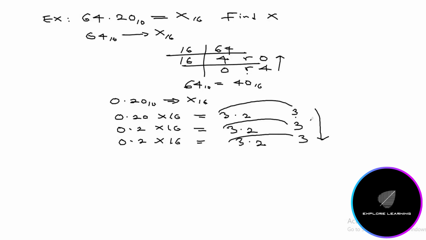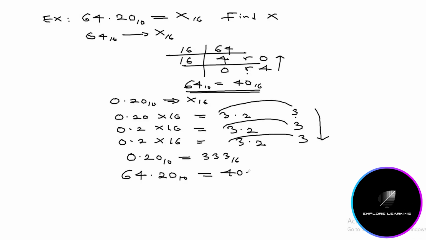Right, so therefore 0.20 base 10 will be equal to 333 base 16. So in overall, we can see that 64.20 base 10 is equal to the first equivalent that was established. So we have 40.333 base 16. Okay, so this is the answer.